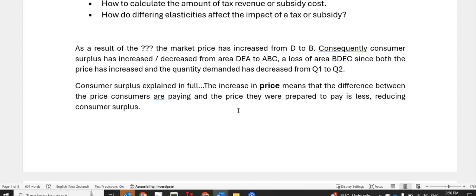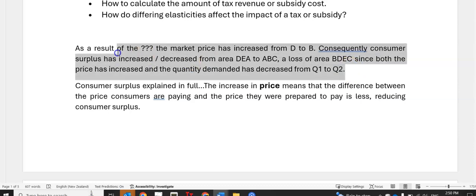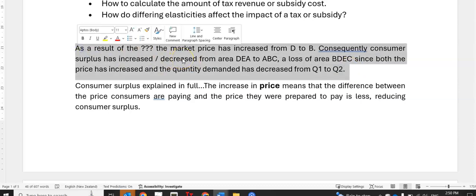Okay, so in this case, consumer surplus is decreased, loss of area BDEC. You don't even need to really understand this fully. Just refer to the areas that have been lost or gained, depending on which sort of market intervention the government has done. Our quantity demanded has decreased from Q1 to Q2. So this is not enough. Okay, it's maybe enough for achieved. You need to go into more detail, just like I've said, around what's happened to the price and the quantity.